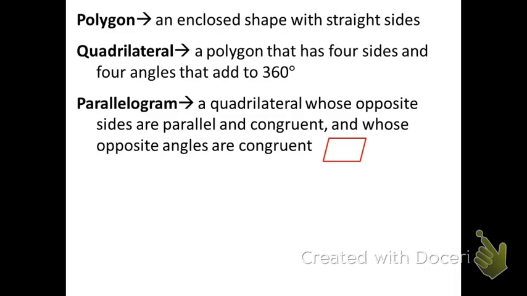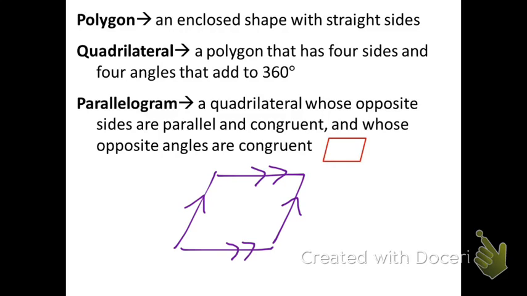We have a parallelogram. This is a quadrilateral, so it has 4 sides and 4 angles, whose opposite sides are parallel. So we would have parallel sides. Those two are parallel. That's what we show on a picture to show that they're parallel, as are these two, and these two are not parallel to this side, so we show 2 sets of arrows. And congruent, so to show that they're congruent we put a hash, we put 2 to show that these 2 sides are different than the other sides, and whose opposite angles are congruent.